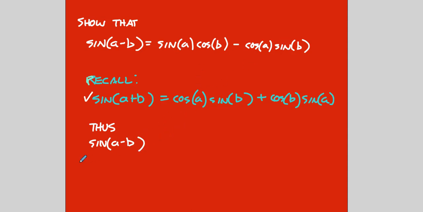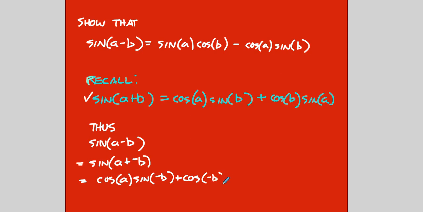So I'm going to start by rewriting the sine of a minus b as the sine of a plus the negative of b, because subtraction is defined as adding the opposite of a number. Now I'm going to replace b everywhere in this property with negative b. So this is going to be the cosine of a times the sine of the negative of b, plus cosine of negative b times sine of a.